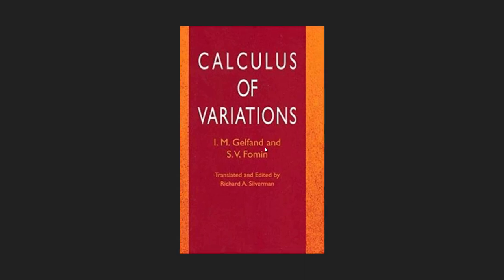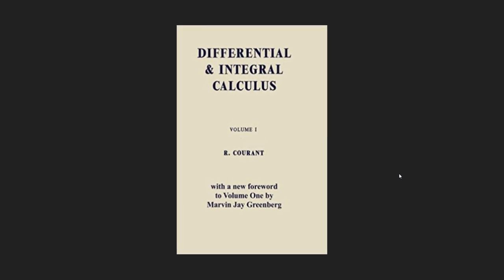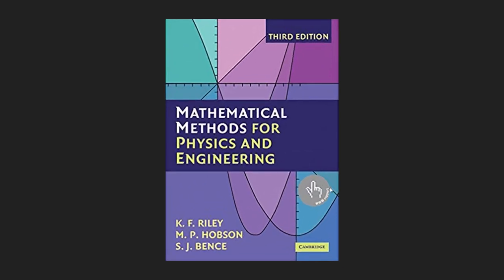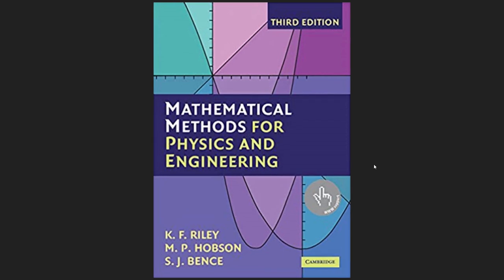I would also use Calculus of Variations by Gelfand and Fomin. I will also use Differential and Integral Calculus by Courant. This is Volume 1, but there is Volume 2. I would use Mathematical Methods for Physics and Engineering, 3rd edition. We will solve many problems from this book. I will cover electromagnetism, classical mechanics, fluid dynamics, thermal mechanics, statics and mechanical dynamics, and more. These are my long-term goals.